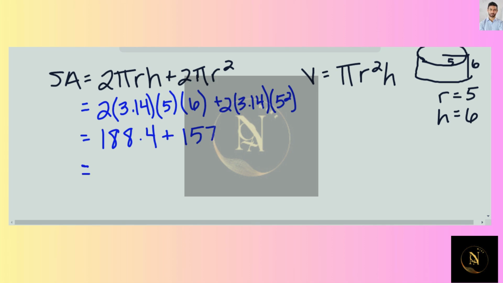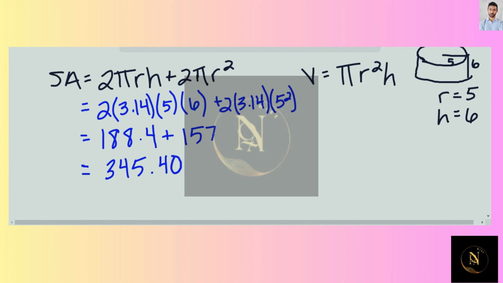Adding those two things together, we get 345.4, and directions say to round to the nearest hundredth, so you might need to add a 0 there when you're typing your answer in.